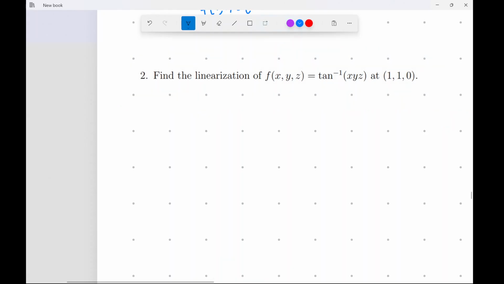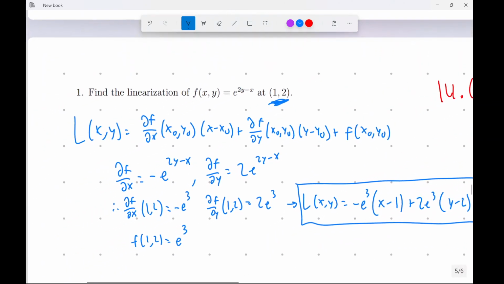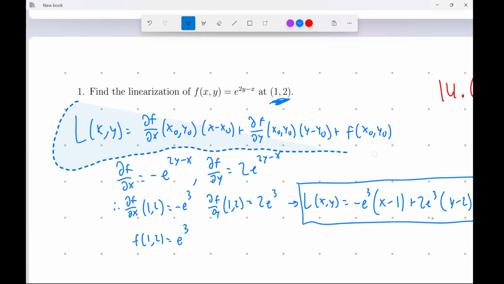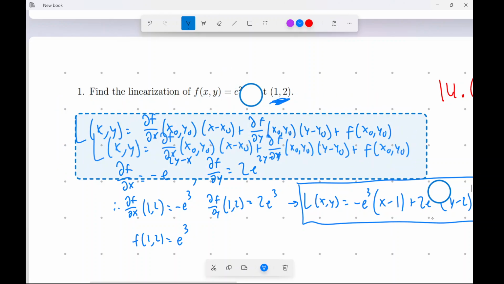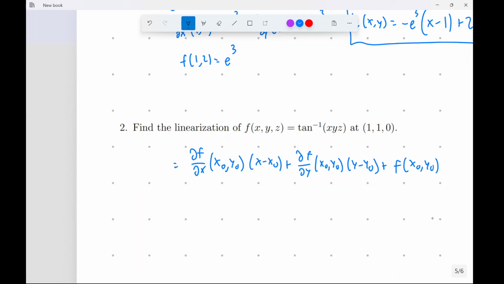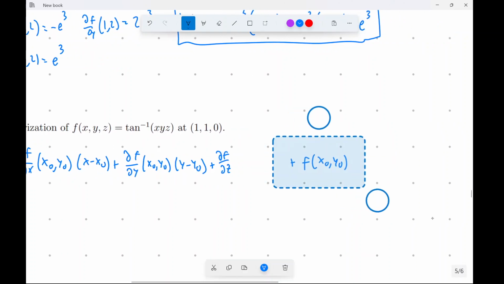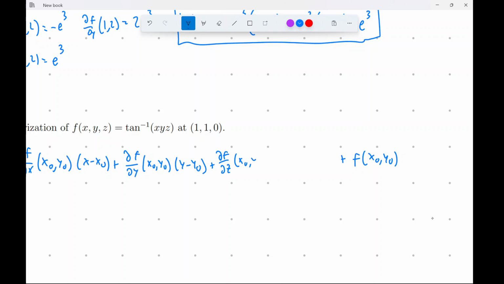Okay, move on to the next one. We want to find the linearization of that function at (1, 1, 0). Just as a reminder, I'll duplicate the linearization formula, exactly the same. The only difference is now we're in 3D, so there's going to be an extra term. Now it'll be a function of x, y, and z. And then we also have to add in partial f partial z, evaluated at (x0, y0, z0), and then multiplied by (z minus z0).